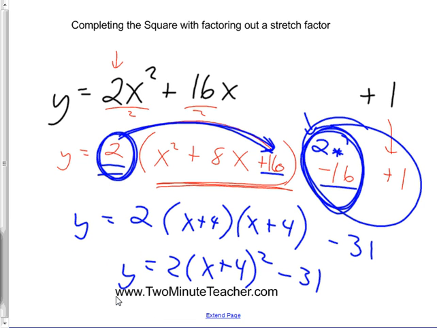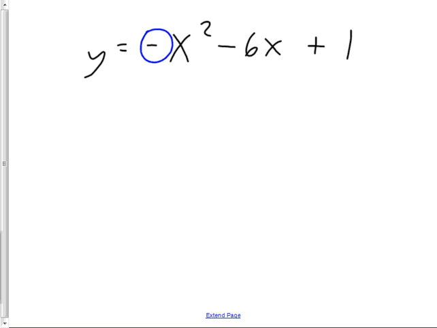I'm going to do one more kind with you, and this kind has a negative in front. So if you have y equals negative x squared minus 6x plus 1, for example, you still have a stretch factor involved. There's something here, but it's a little more weird. It's just a negative, which means it's like a negative 1. So your first step is always to take this plus 1 and move it over off to the side. Your next step is to do a factoring out. I know you want to do half and square. You can't. You got to factor out first.